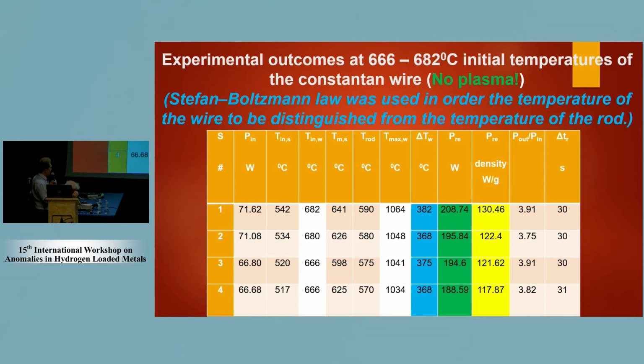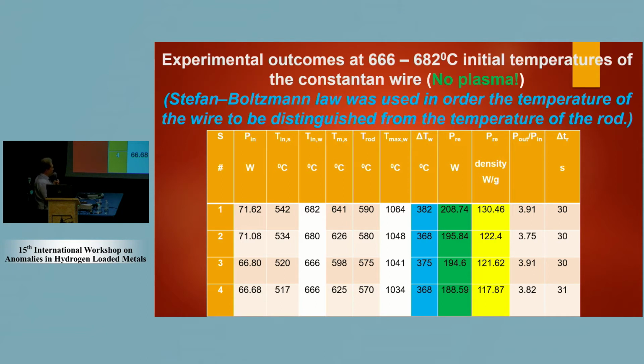The change of the temperature per specimen is shown here. You can see here, it's not exactly 400 degrees C, but it is close to 400 degrees C. And it happens within 30 seconds after the beginning of the injection. This is the delta time for injection.